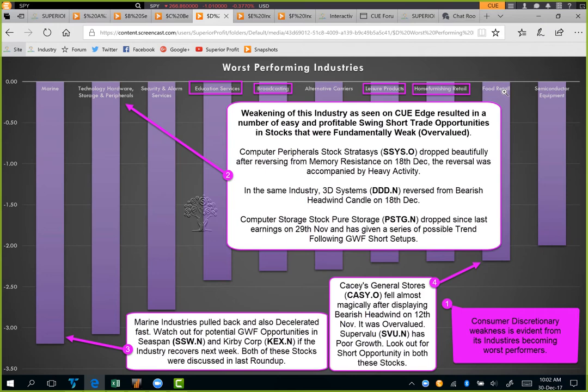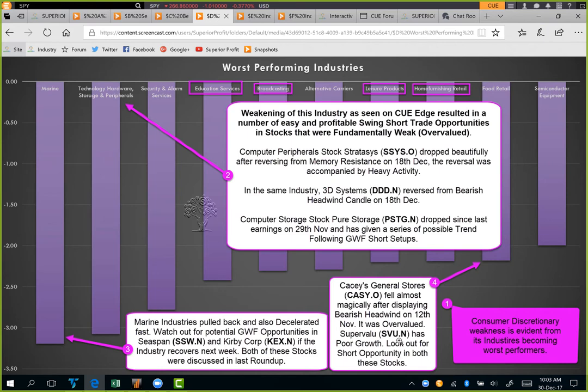Food retail is one of the worst performers. CASY's General Stores, CASY, fell almost magically after displaying a bearish headwind. Difficult to believe how a bearish headwind sometimes catches the very top. That signal came on 12th November. It was overvalued, that we can see from QVITAL fundamental analysis.